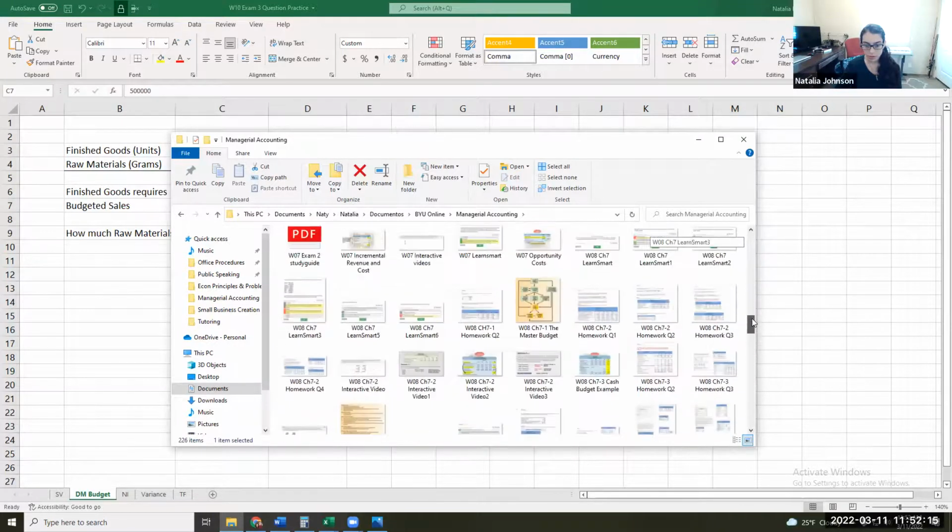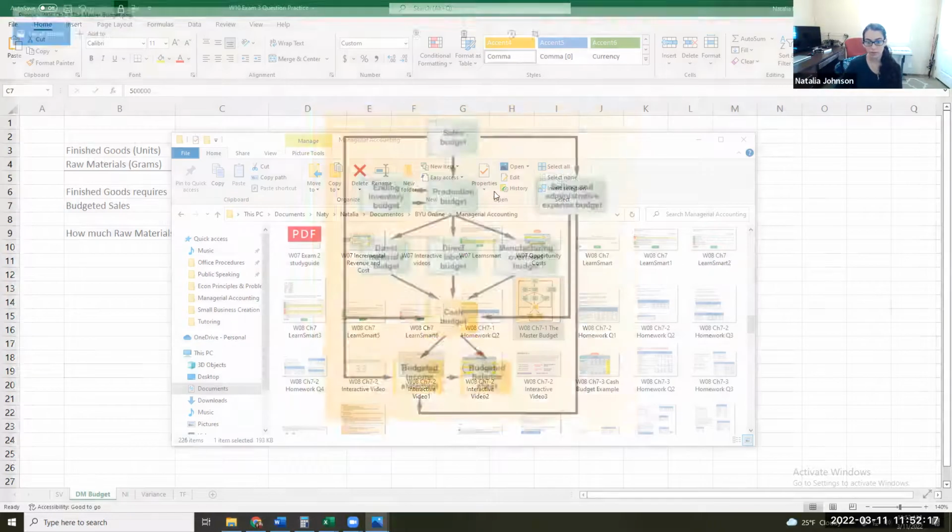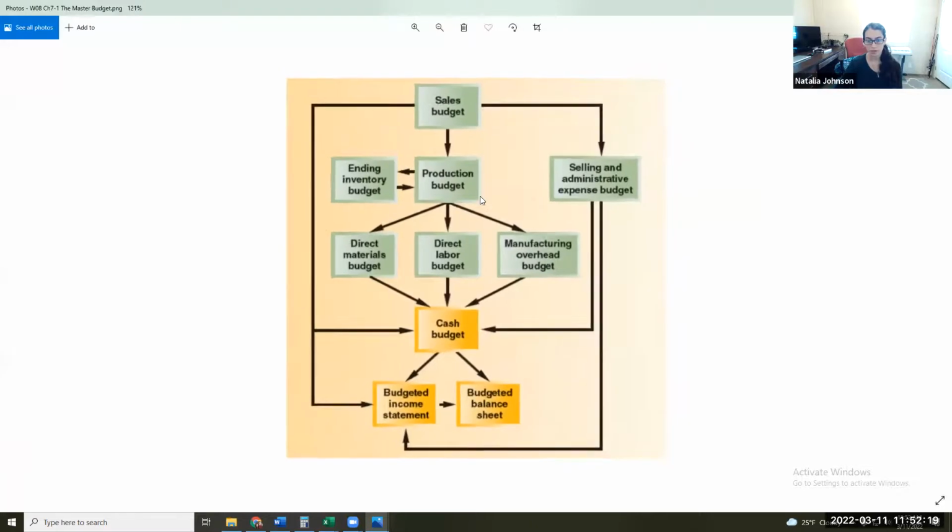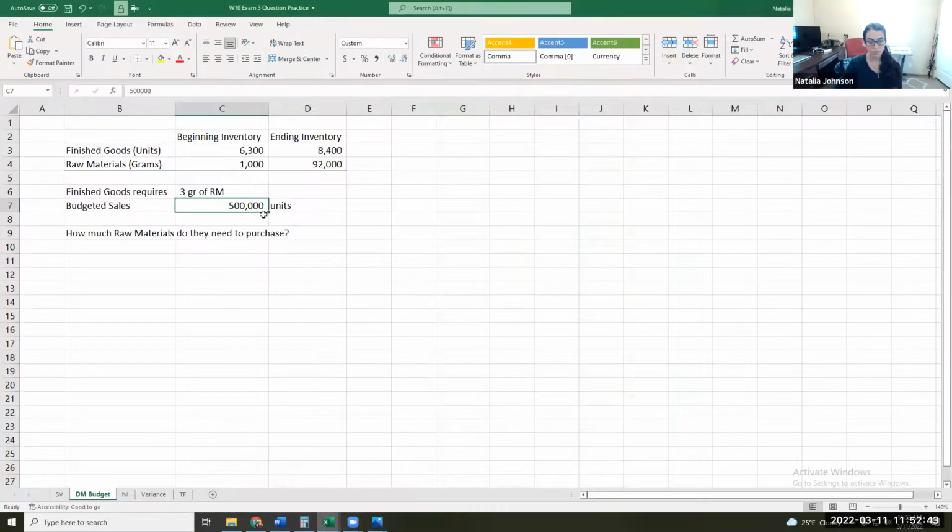This diagram is really important. There's first the sales budget. Based on the sales budget, you do the production budget, and then based on the production budget, the materials budget. So before doing the raw materials, we need to know how many units we need to produce based on the production budget.